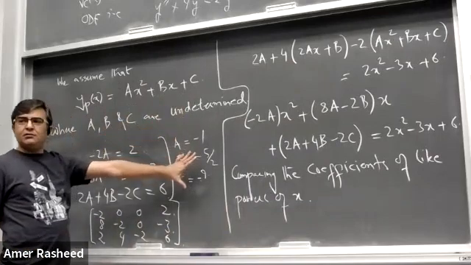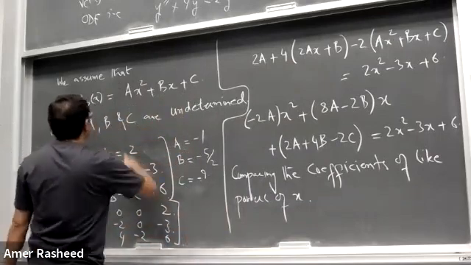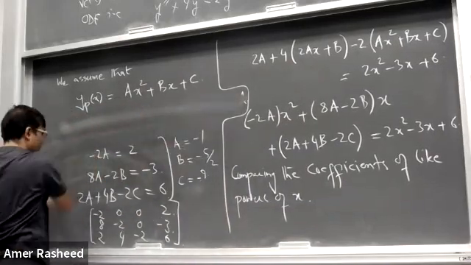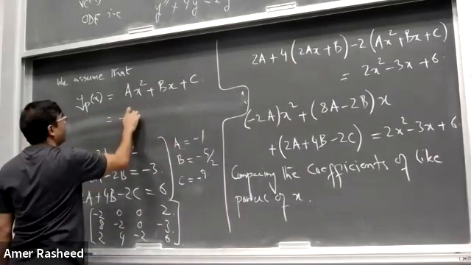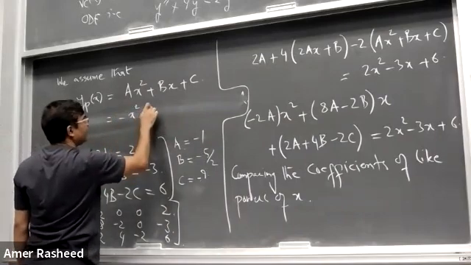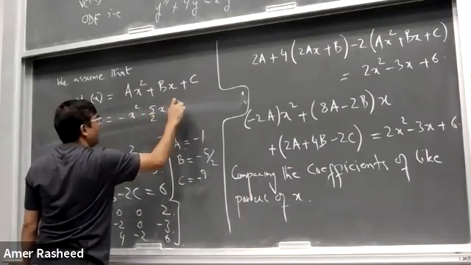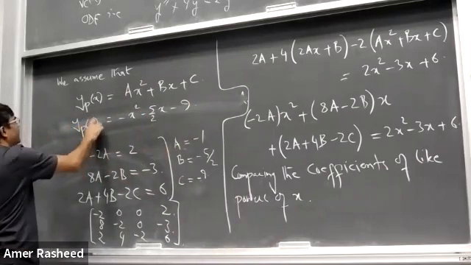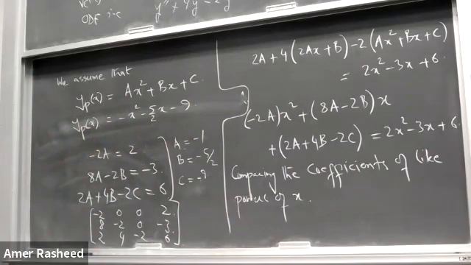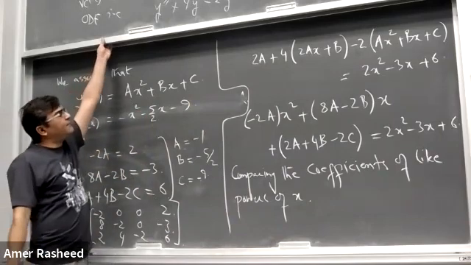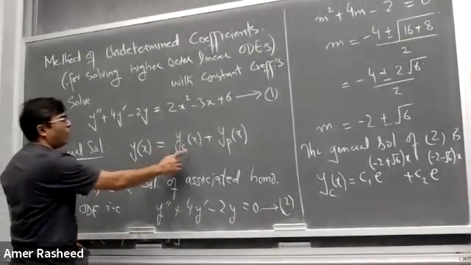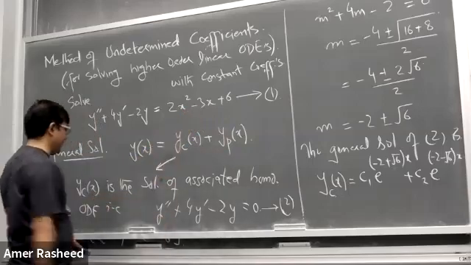We can put these values in this assumed solution. Here it is negative x squared minus 5 by 2 x minus 9. So this is your particular solution of the given differential equation. Now, what is the general solution? The general solution of the given differential equation is the sum of the complementary solution and the particular integral.